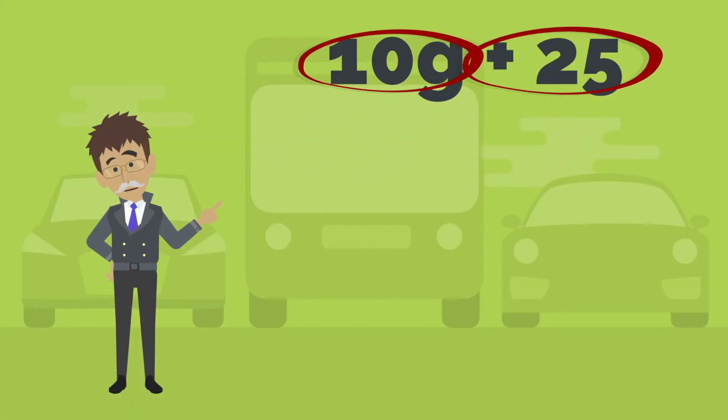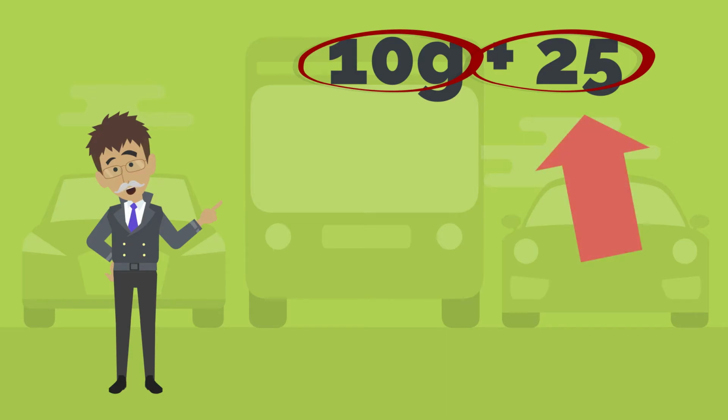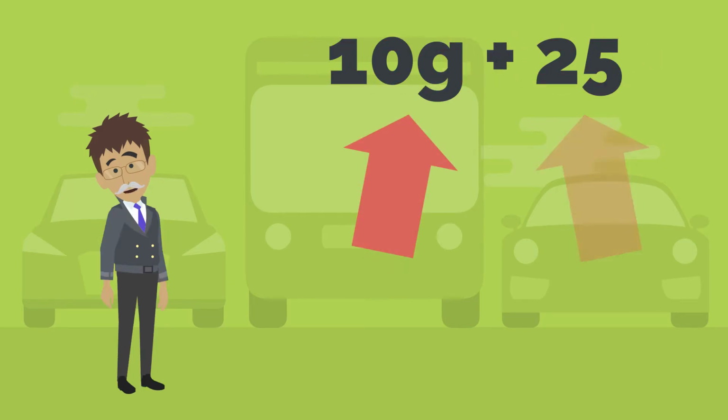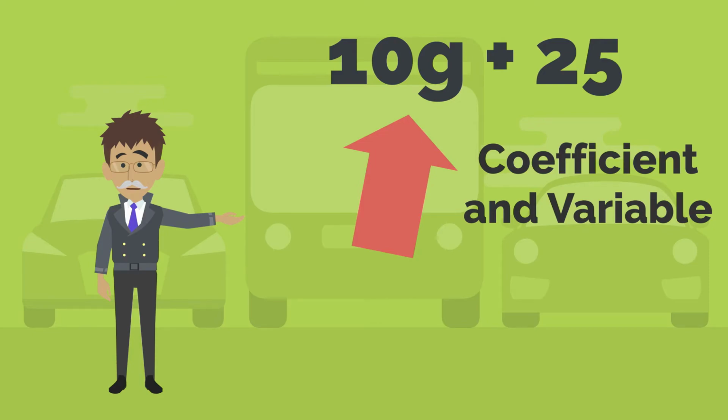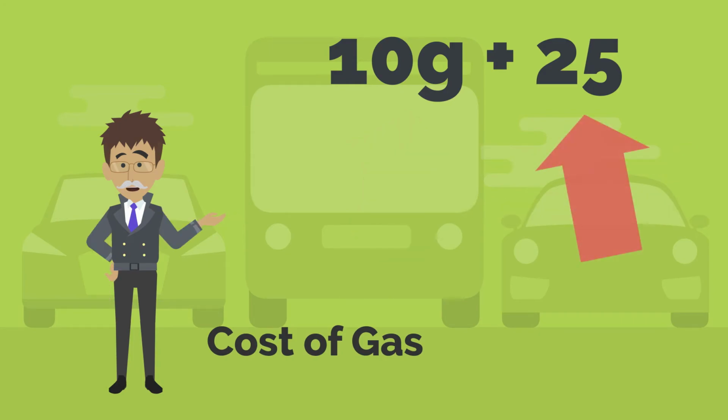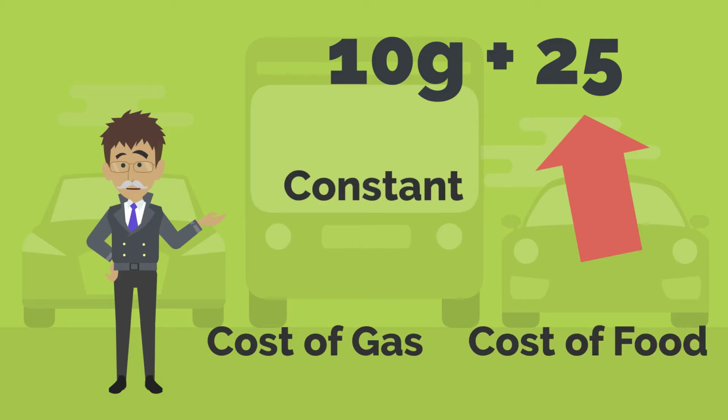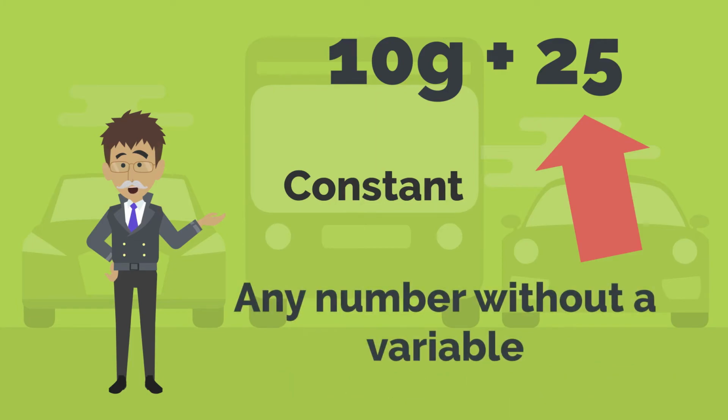Each item in this expression is called a term. Terms can be a constant, a variable, or the product of a numerical coefficient and a variable. As we saw from the previous example, the first term, 10G, is the product of a coefficient and a variable. This term represents the total cost of gas for the trip. In this expression, the term 25 is called a constant. It represents the dollars needed for food. Any value without a variable is referred to as a constant.